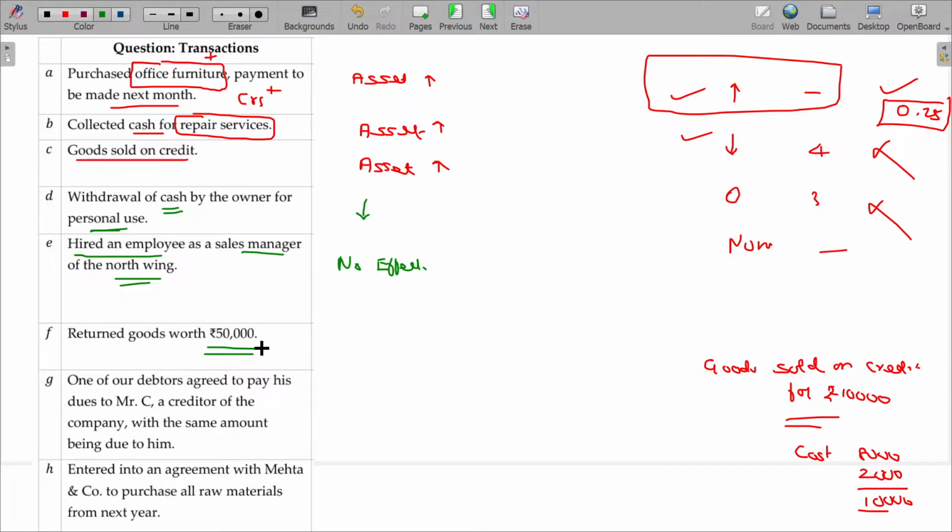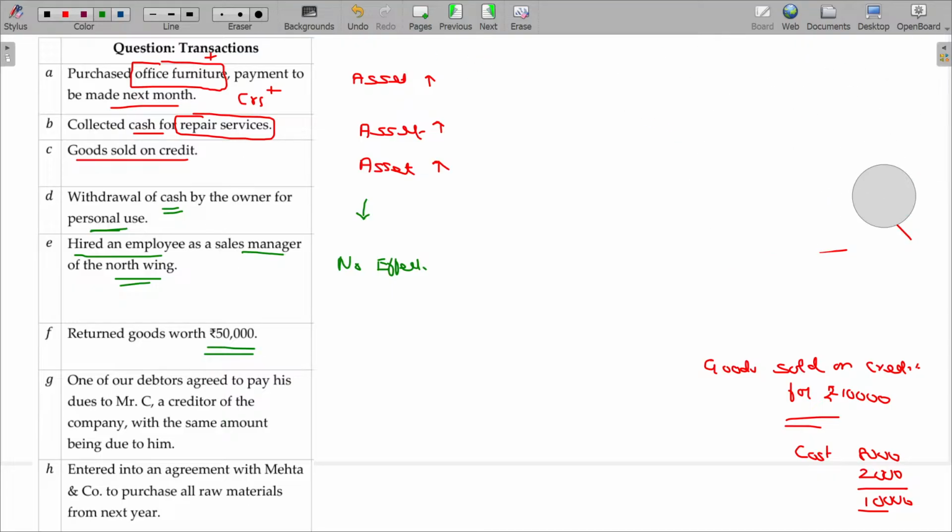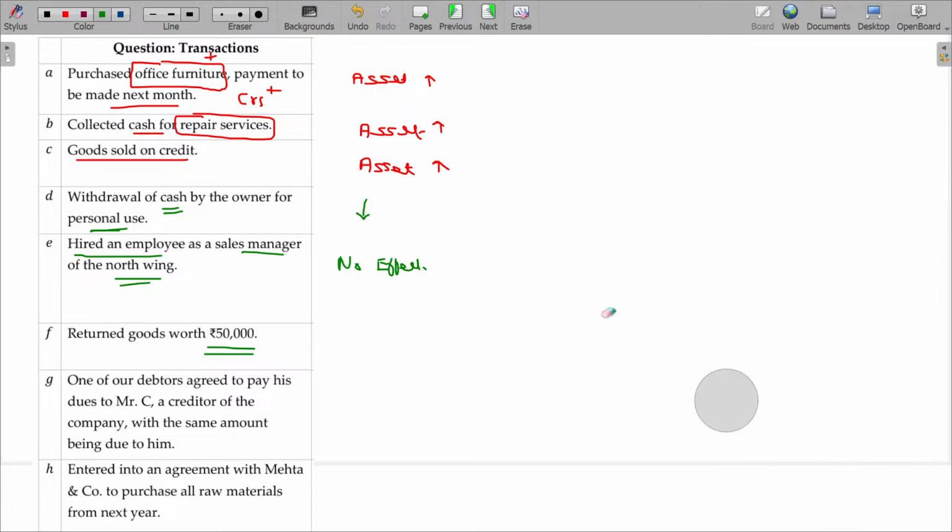Returned goods worth rupees 50,000. Come on, tell me. Increase or decrease? Again the same confusion, sir. Increase or decrease or no change? Or none of the above, sir. Oh my God.